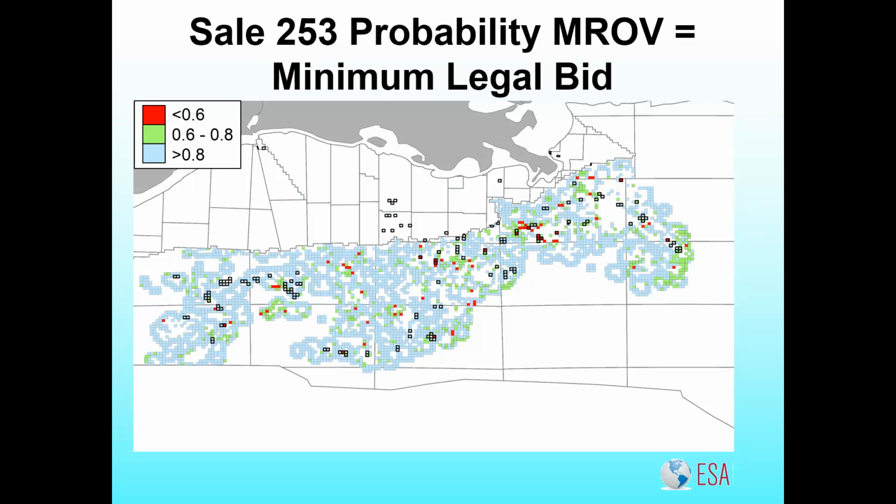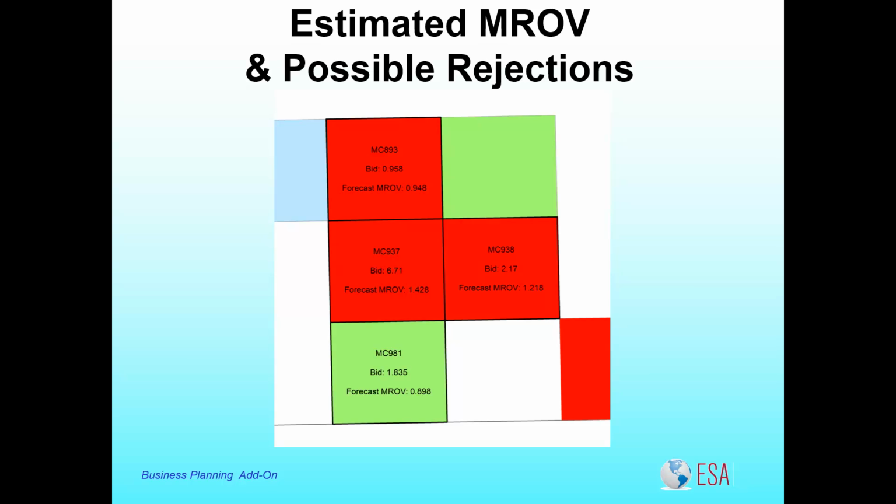Example of the output, another map. Blue would be the blocks that we'd say are likely to be minimum. So you don't need to bid too much if you're just trying to beat the government. And then the red would be the ones that are likely to not be the minimum. So you can zoom in and look at the actual amounts here. So really, if you're not worried about competition amongst other companies, you really are worried just about beating the government MRV amount. And you ideally want to beat it by as little as possible to save as much money.